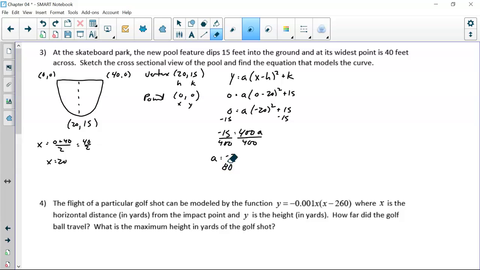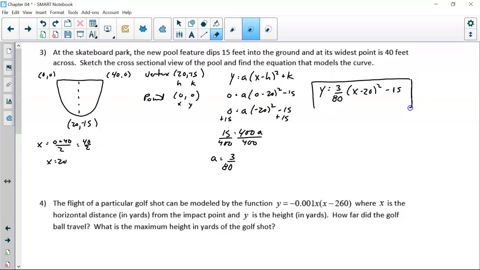Oh, sorry, I see a mistake. k is at negative 15. So it should be a minus 15 at the end. So then we're adding 15, and that's why it's a positive 15. The reason I knew I made a mistake is because it's opening up. a has to be a positive. So keep that in mind. So y equals a, which is 3 over 80, times x minus 20 squared plus, minus 15. And there's the model for that skateboard bowl.